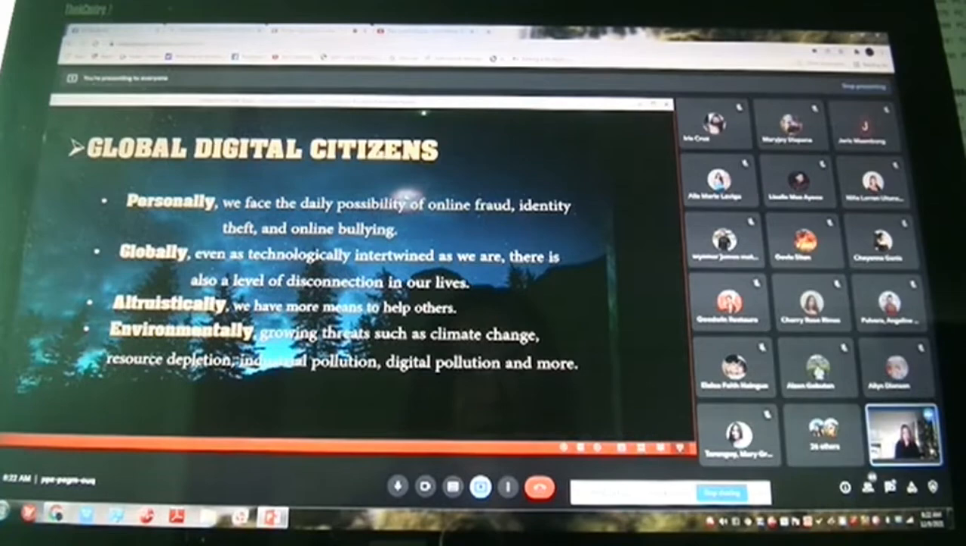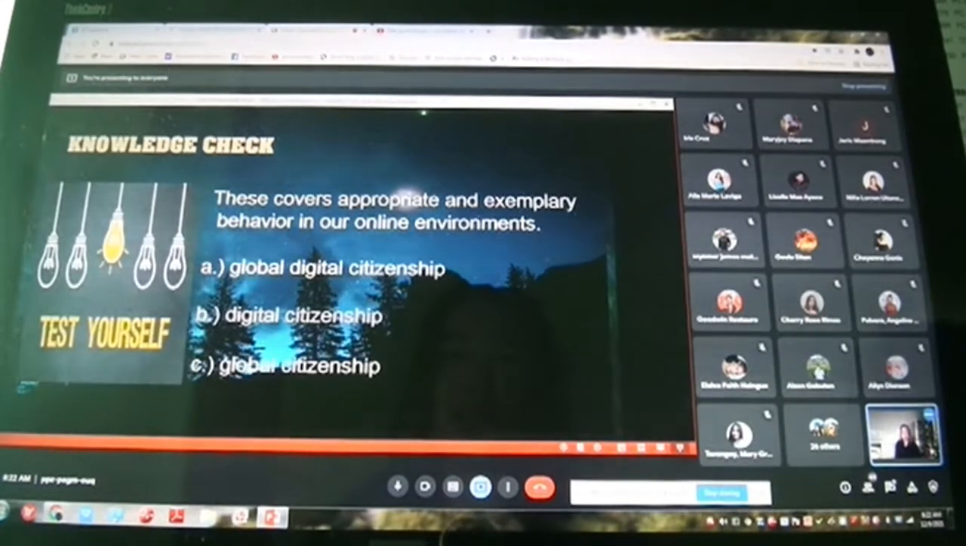Environmentally, there are growing threats such as climate change, resource depletion, industrial pollution, digital pollution, and more. So we can help our environment because of these growing threats: climate change, the depletion of our resources, and also air pollution. We can help it. We can start at home. Okay, so next.